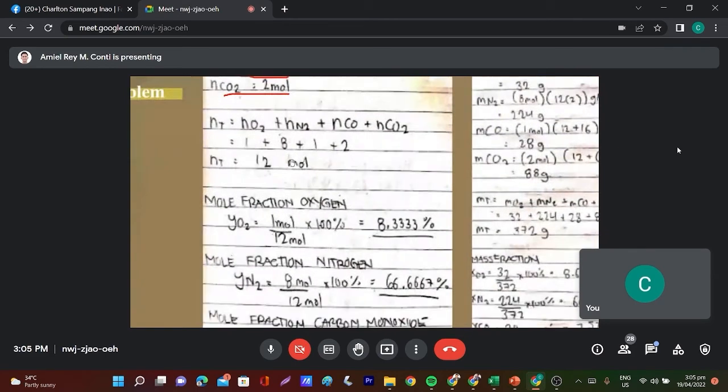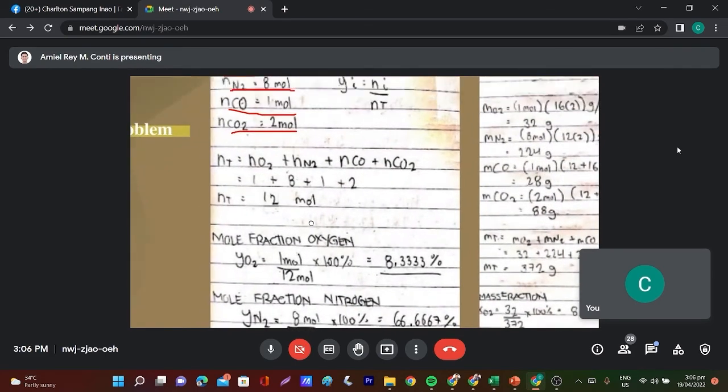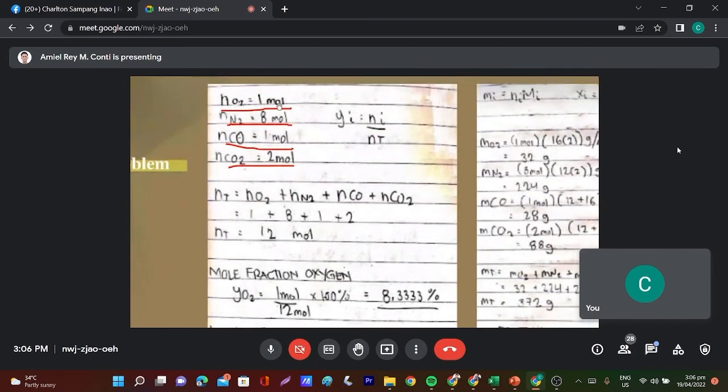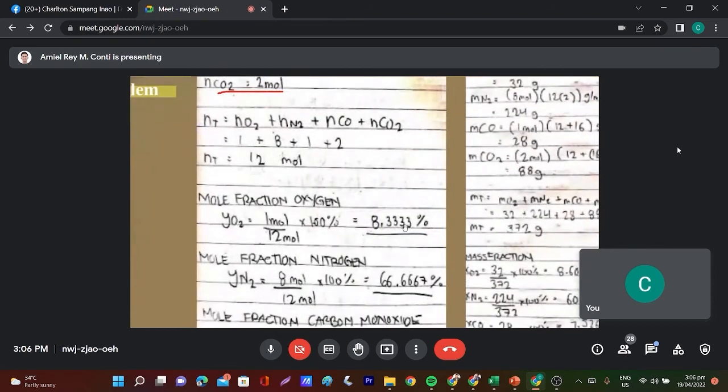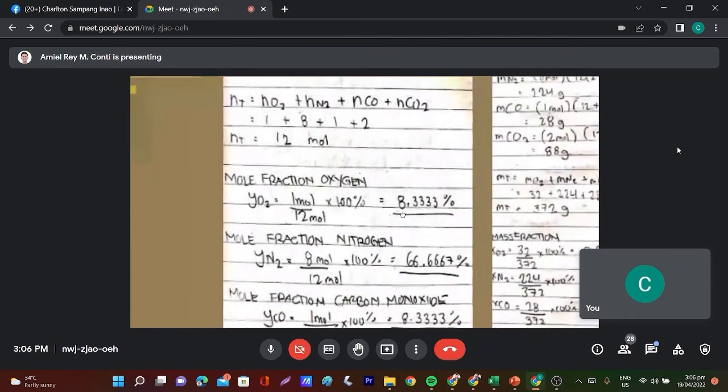Mole fraction po muna ng oxygen. Focus po muna tayo sa oxygen ngayon. Then yung given na 1 mole ng oxygen, i-divide lang siya sa total of the mole we got, which is 12 mole, and we multiply sa 100% to know kung ilang percent yung mole fraction ng oxygen sa kabuuan. So 1 divided by 12 times 100% is equal sa 8.33%.